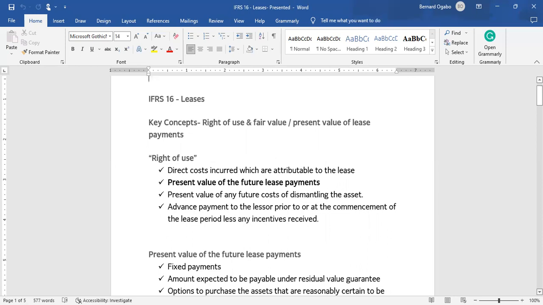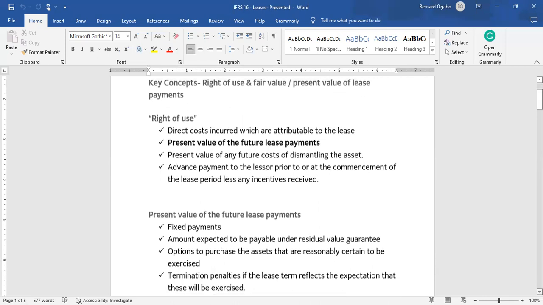But when we talk about the present value of the future lease payment, when you enter a lease, there are two things you can do. It's either you deposit some money, and then pay the remaining part of the cost of the asset over annual or monthly or quarterly installments, or you do not deposit any money today, but you take the asset on a promissory note that you're going to be depositing some money every time. So that is the fixed payments that you make.